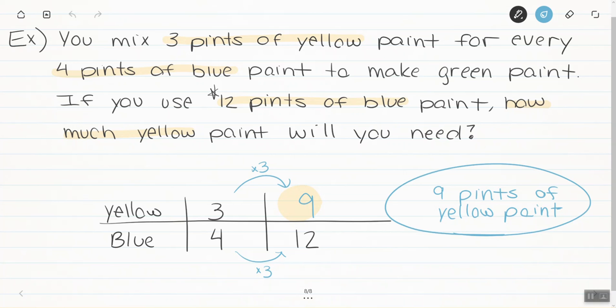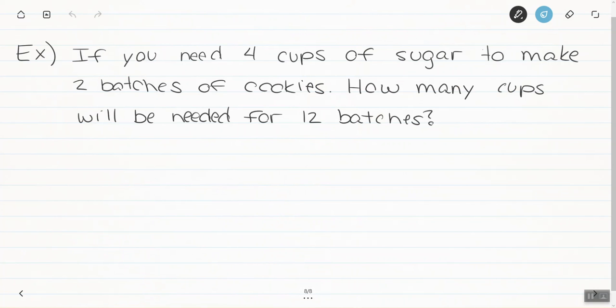So the last problem that I have, I want you to read it. I want you to set up the ratio table, and I want you to see if you can solve that problem for me. So it says if you need 4 cups of sugar to make 2 batches of cookies, how many cups will be needed for 12 batches?